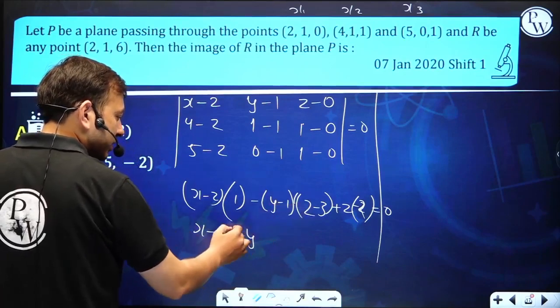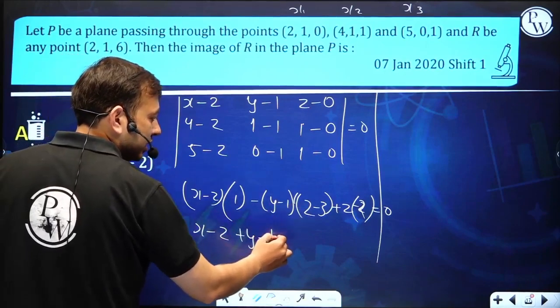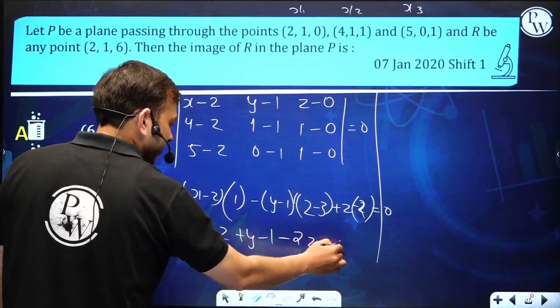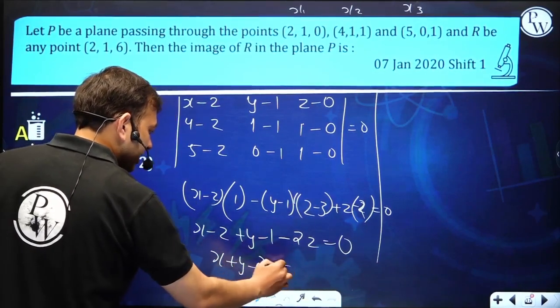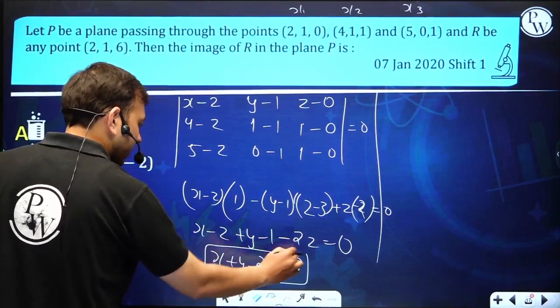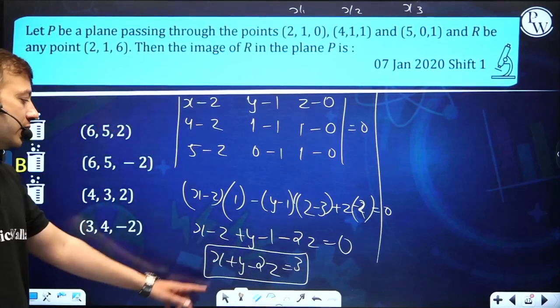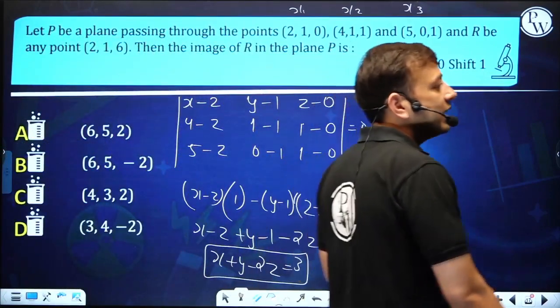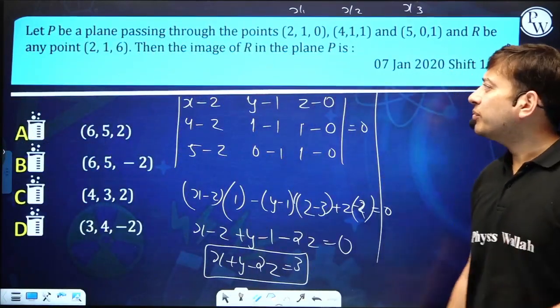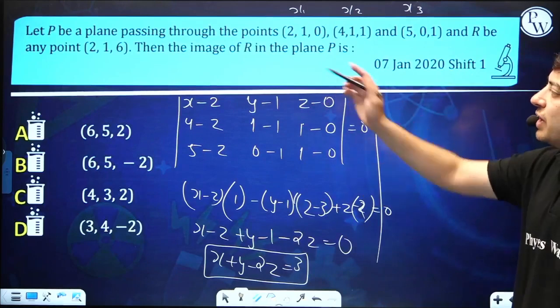2 minus 3 plus 1. So plus y minus 1 and minus 2z. What will I get? x plus y minus 2z equals 3. This is the equation of the plane. Simple. It was nothing very unique that they have given. Now they are asking the image of R.